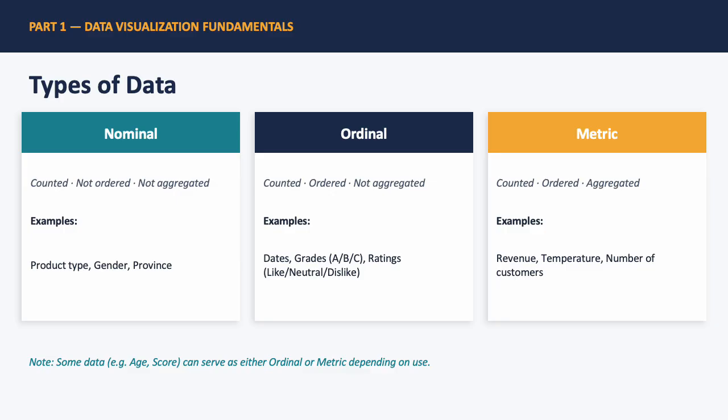There is also a fourth consideration. Some data, such as age or a test score, can function as either ordinal or metric, depending on how you intend to use it. If you are grouping people by age bracket, it is ordinal. If you are computing an average age, it is metric. Context determines classification.